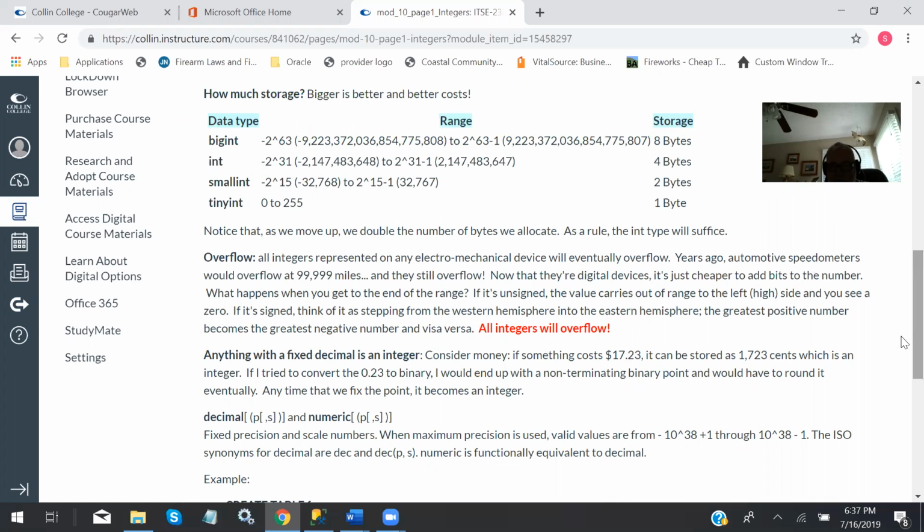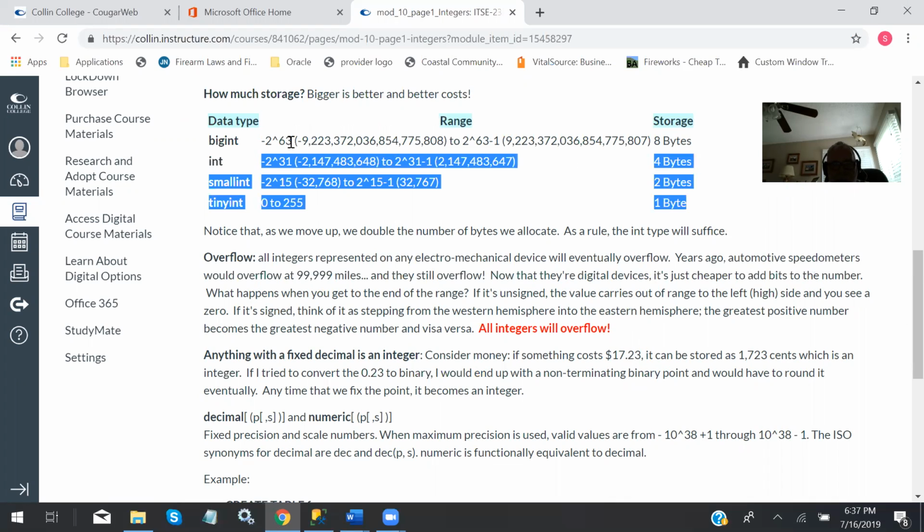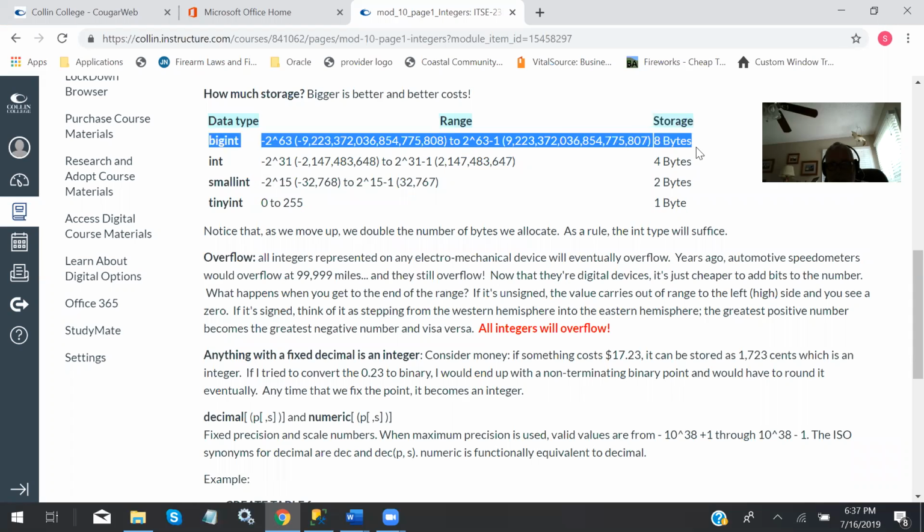What can I do about overflow? I just have to go get a bigger integer. Remember, if I'm using int and I'm overflowing, the only thing I can do is go up to a big int. What do I do if I overflow a big int? I got some pretty big numbers.